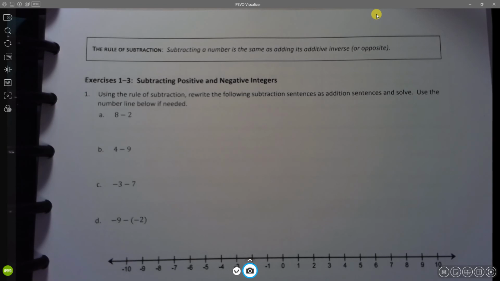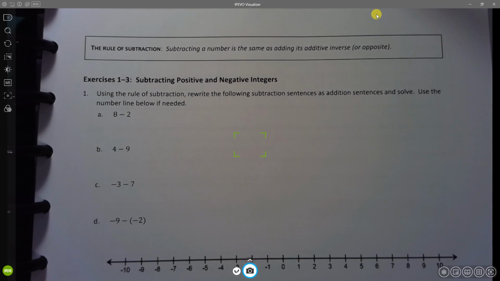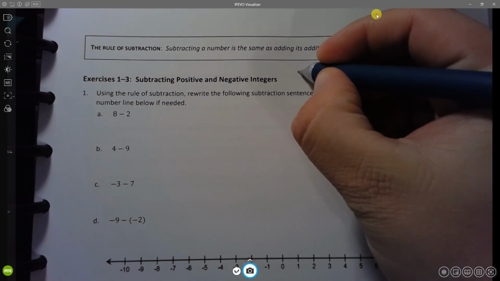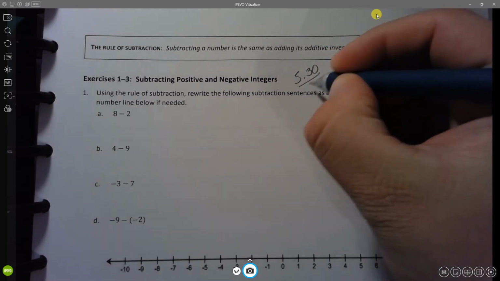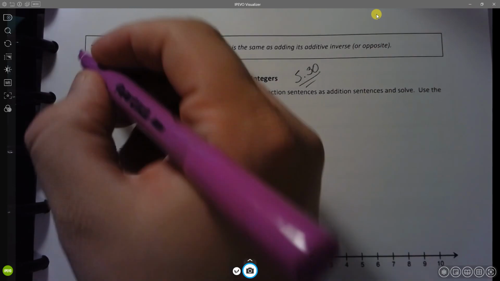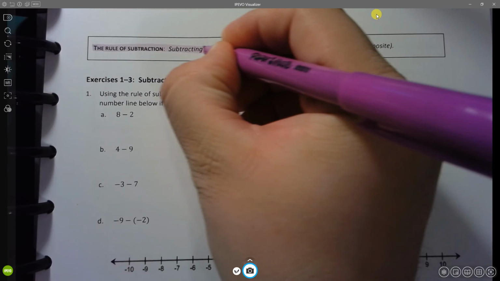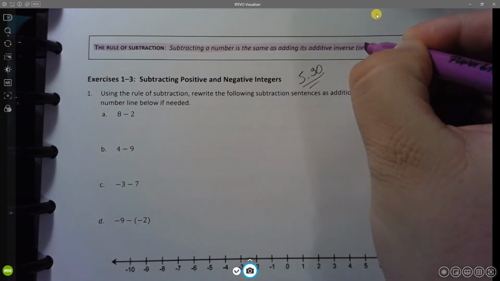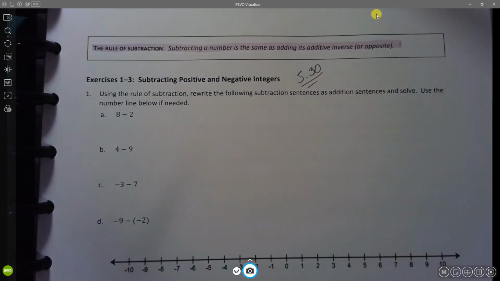So we're going to talk about the rules of subtraction, okay? So if you have your textbook on page S30, I'll even write it here again for you. S30 is where we're at. The very top of that page talks about the rule of subtraction. Subtracting a number is the same as adding its additive inverse, or opposite.